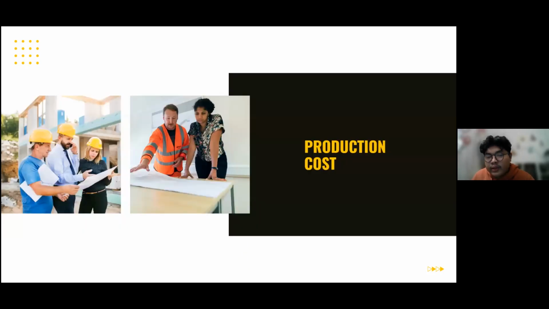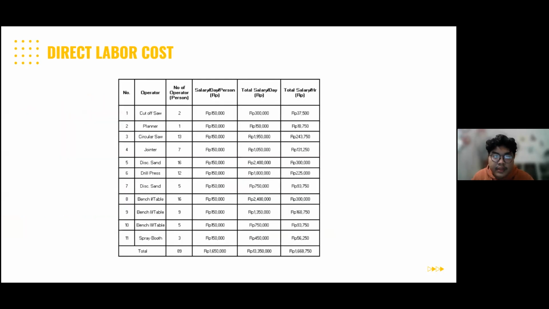Okay, the next section is production cost. First, we have direct labor cost. We have 11 operators: cut off saw, planer, simple saw, jointer, Dixon, drill press, Dixon again, bench 1, bench 2, bench 3, and the final is pre-board.